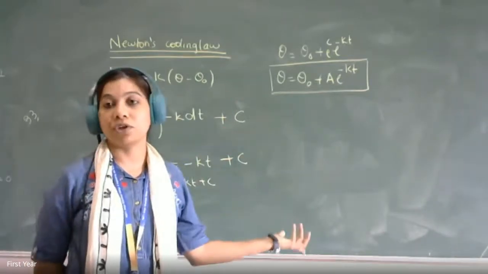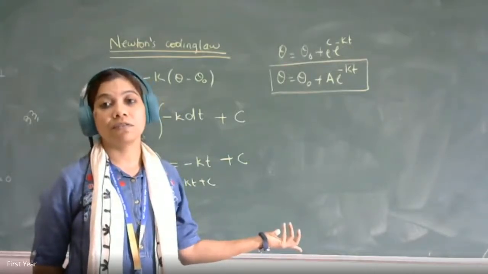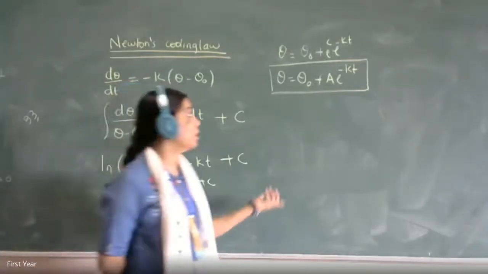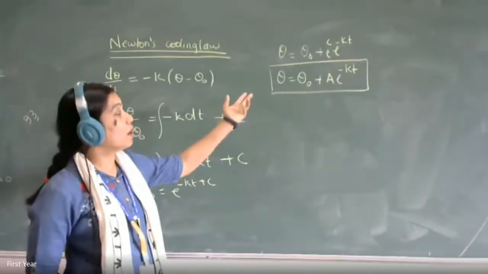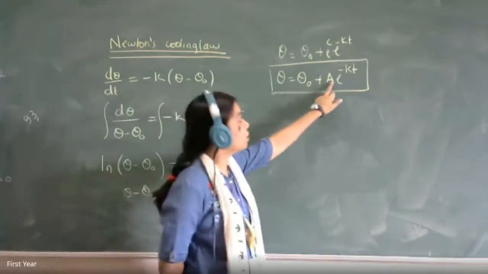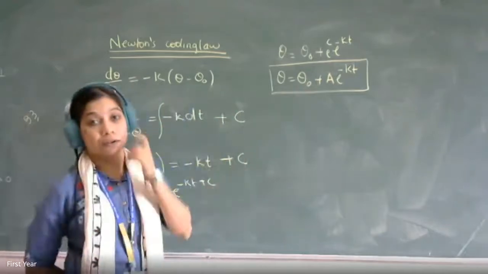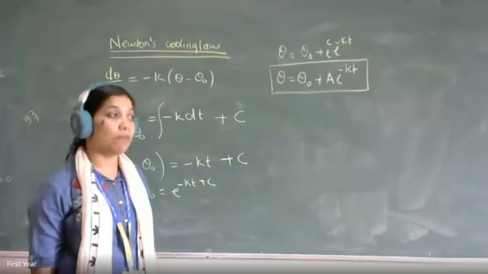So at least two conditions must be given in the question, then only you can solve it, and the surrounding temperature is required. Is that clear, everyone? Yes, ma'am. Ankita, if two conditions are given in the question, then only you can find the value of A and the value of K, so that you will get the correct answer. Is that okay?